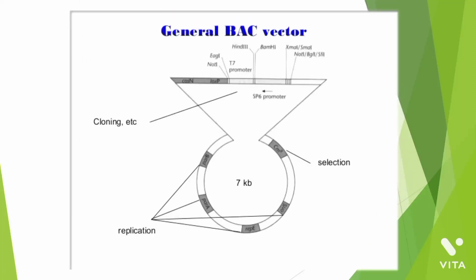This is the central BAC vector containing different sites in it. This is oriS from where the replication process begins. RepE site, partitioning A and partitioning B site, selectable marker site, chloramphenicol resistance site. Then this is the T7 promoter and SP6 promoter, and this is the cloning site containing different restriction sites in it.